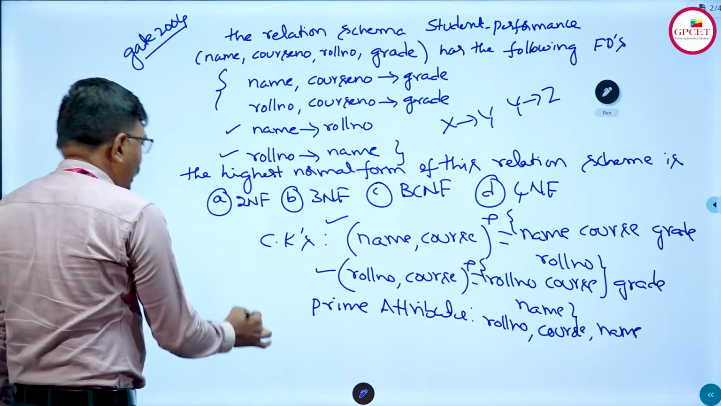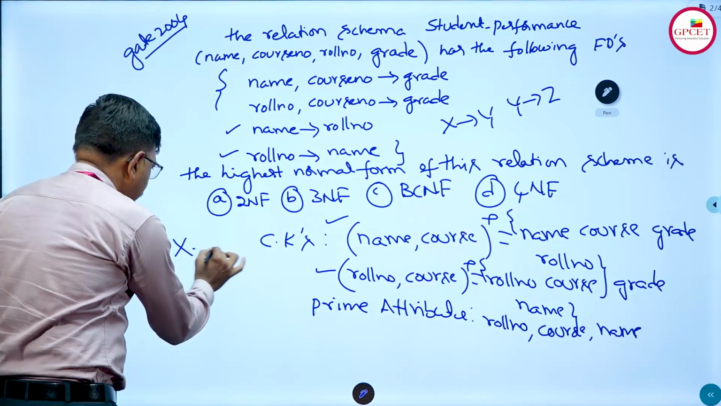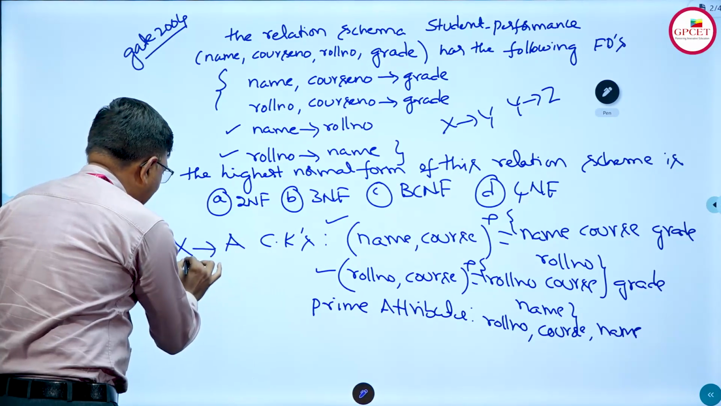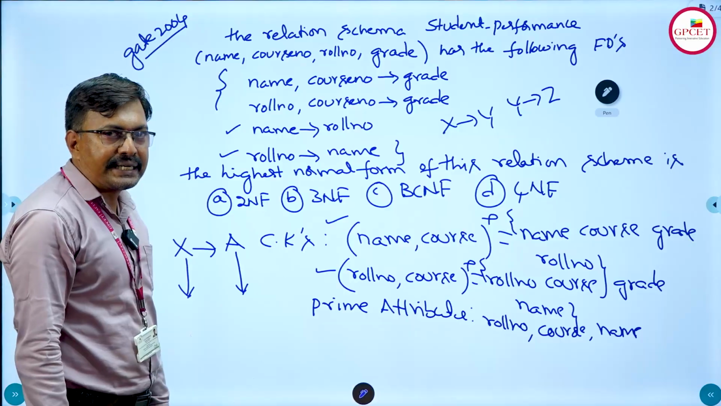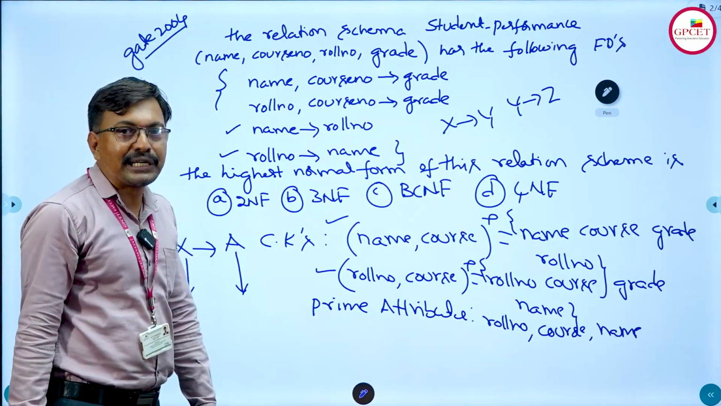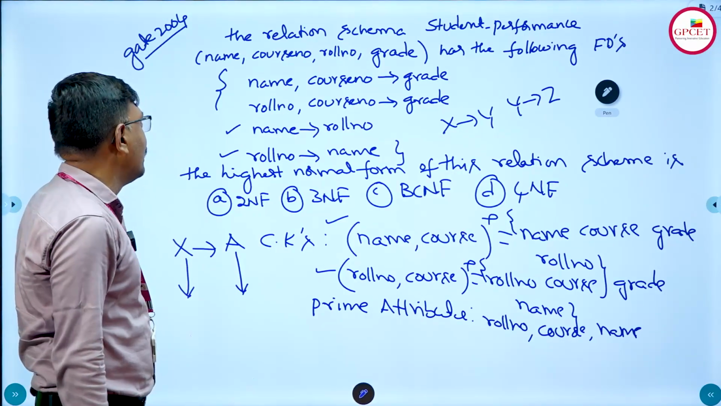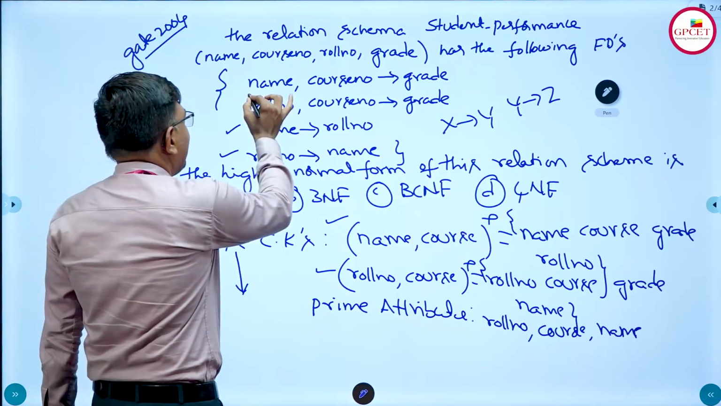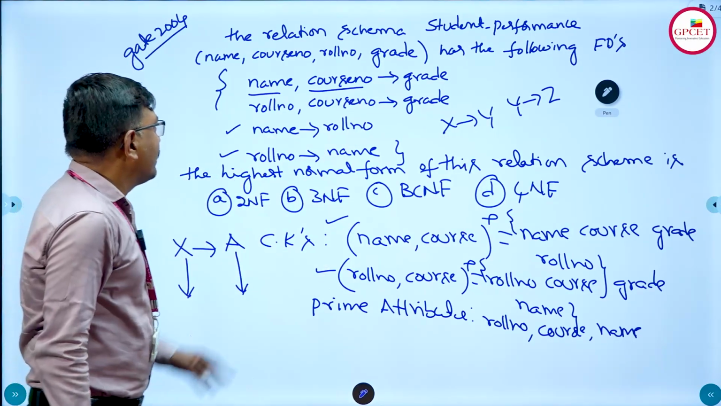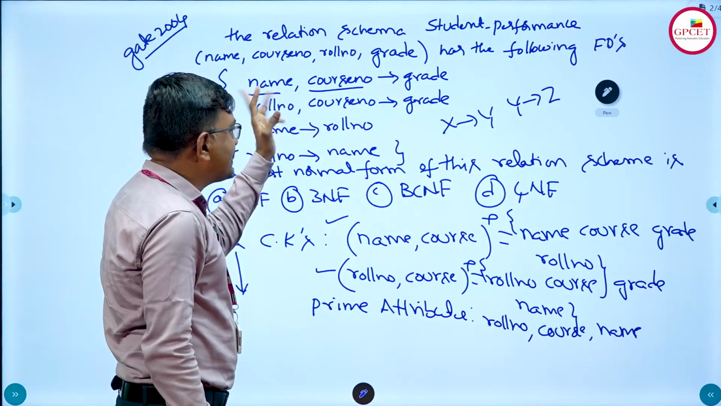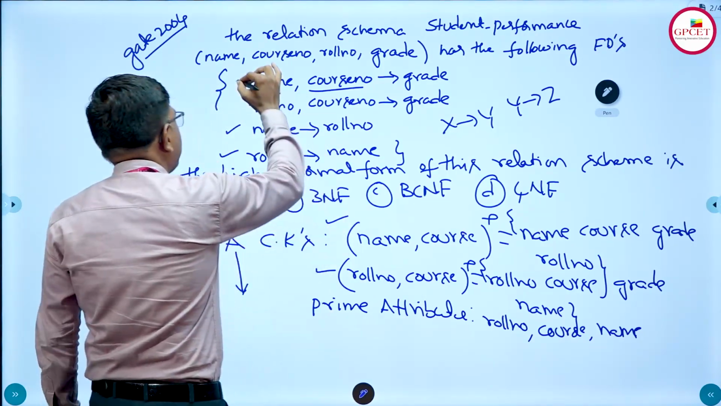A relation schema R is in the third normal form if, for every functional dependency X → A that holds, either X is a super key or primary key or candidate key, or A is the prime attribute. What is the prime attribute or key attribute? According to our definition, name comma course number is a candidate key. That's why 3NF is satisfied.